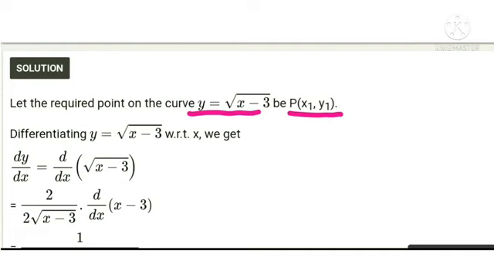Now you differentiate this, y is equal to root x minus 3, with respect to x. This is the basic derivative.